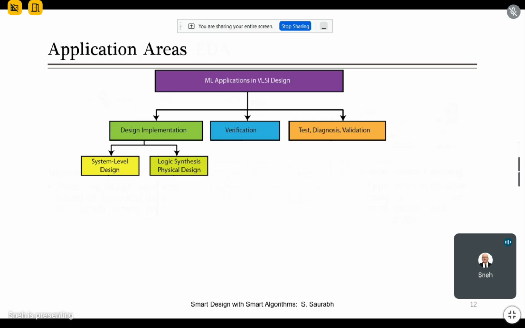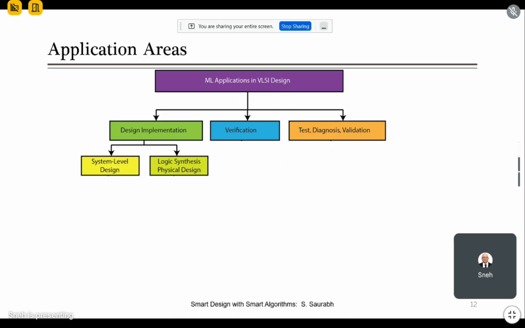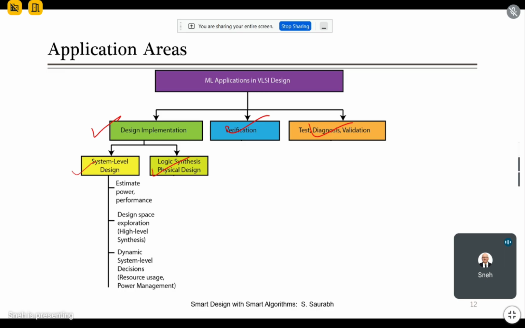Okay, so what are the application areas of machine learning in EDA tool execution flows? We can use it in design implementation. We can use it in system level design, in logic synthesis, in verification, and in test, diagnosis and validation. In system level design, we can use it to estimate power, performance, and so on.